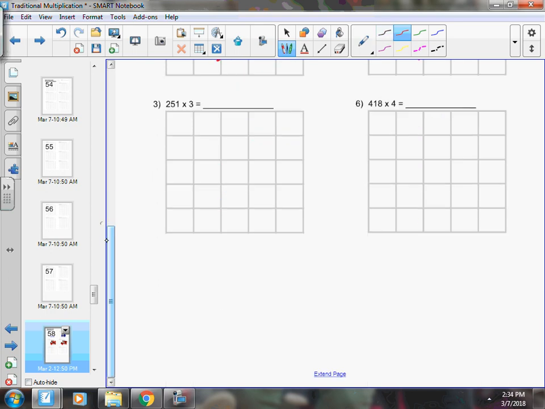The very last two on the page, 251 times 3. 3 times 1, 3 times 5, then 3 times 2. 3 times 1 is 3. 3 times 5 is 15. 3 times 2 is 6, plus 1 is 7.